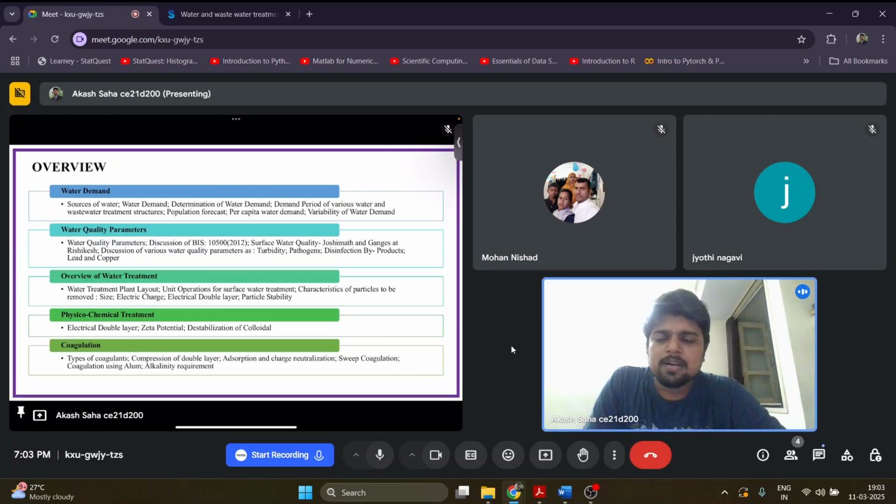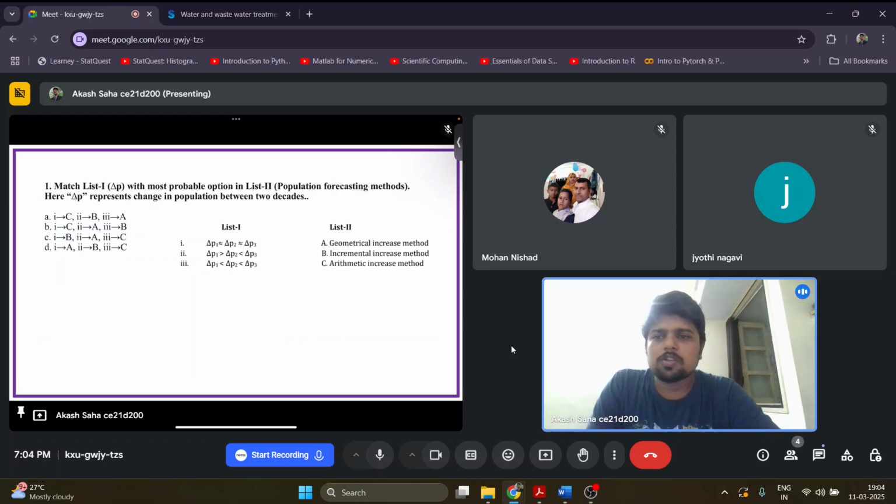Then we dug deeper into the electrical double layer, what is meant by zeta potential, how to destabilize a colloidal particle, all those things related to coagulation and flocculation. Then the various types of coagulation mechanisms, starting from adsorption and charge neutralization, sweep coagulation, and then how to do coagulation with alum, and what is the alkalinity requirement. So a lot of things in this week's lecture. We will solve some MCQs and numericals for this week's content, and as and when you have any doubt, you can unmute yourself and ask it.